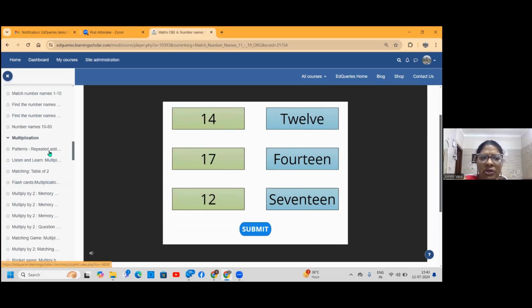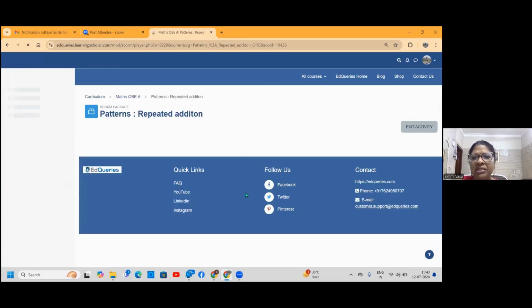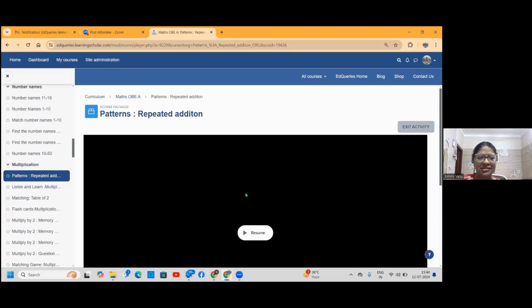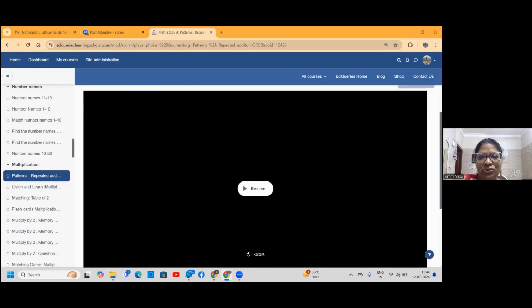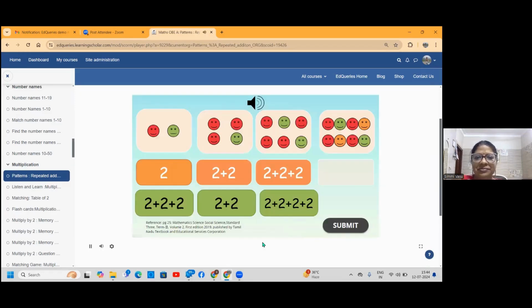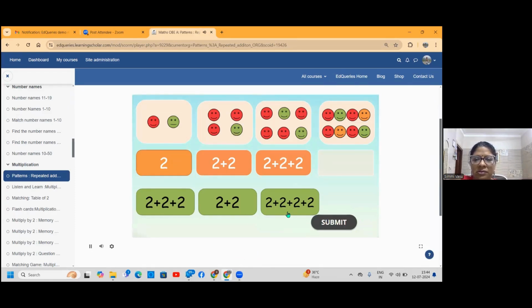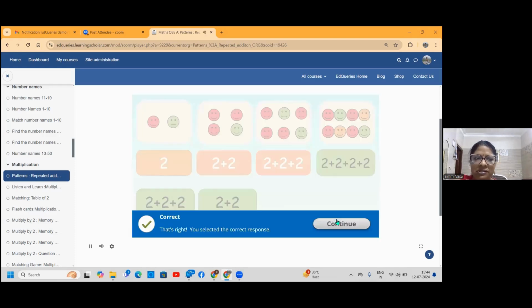Now, we all know multiplication is a repeated addition. So when you are coming to multiplication, your child knows the tables, so now he has a chance to practice. In this game, look at the repeated addition pattern and drag the correct answer into the blank. You may touch the audio icon to listen again. Then click submit. So here it's 2, 2 plus 2, 2 plus 2 plus 2. So it has to be this, the next pattern. Good job.